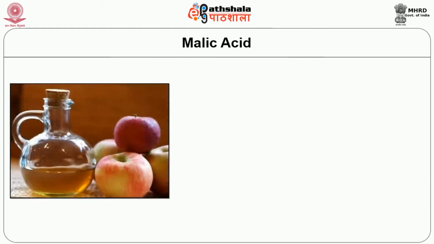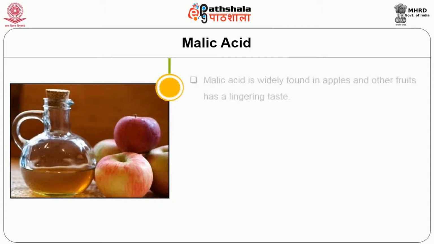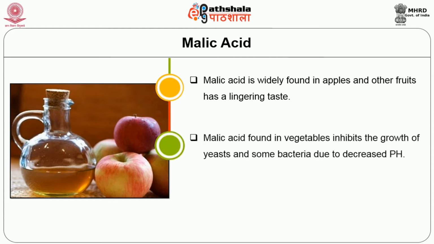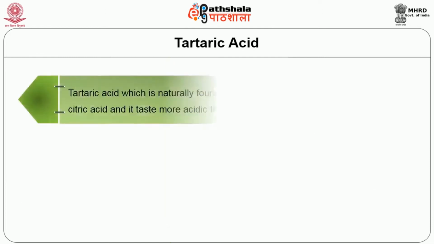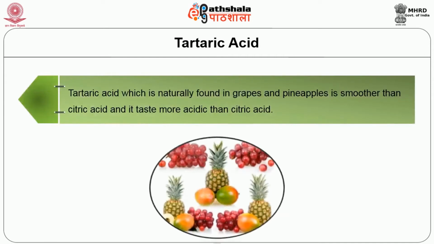Malic acid is another widely used acid. It is found in apples and other fruits, and has a lingering taste. It is found in vegetables. It is used to inhibit the growth of yeast and some bacteria due to its decreased pH. Malic acid and its salts can be used as a flavor enhancer and acidulant, which is approved by FDA. Tartaric acid is naturally found in grapes and pineapples, is smoother than citric acid and tastes more acidic than citric acid.